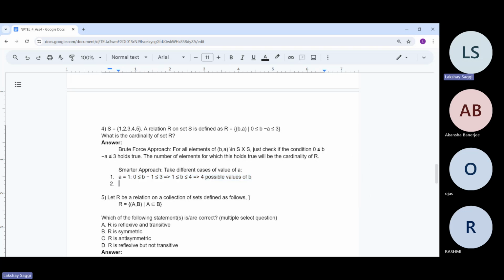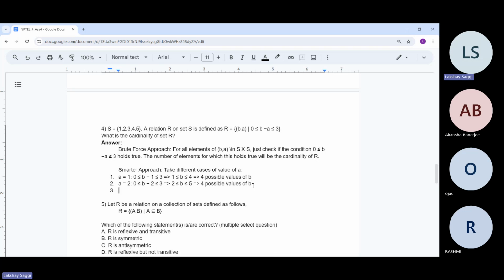Similarly, the second case will be A equals 2. When A is equal to 2, then B minus 2 will be greater than 0 and less than 3. And this will then become B from 2 to 5. Again, we have B's value as 2, 3, 4, and 5. So again, we will have four possible values.